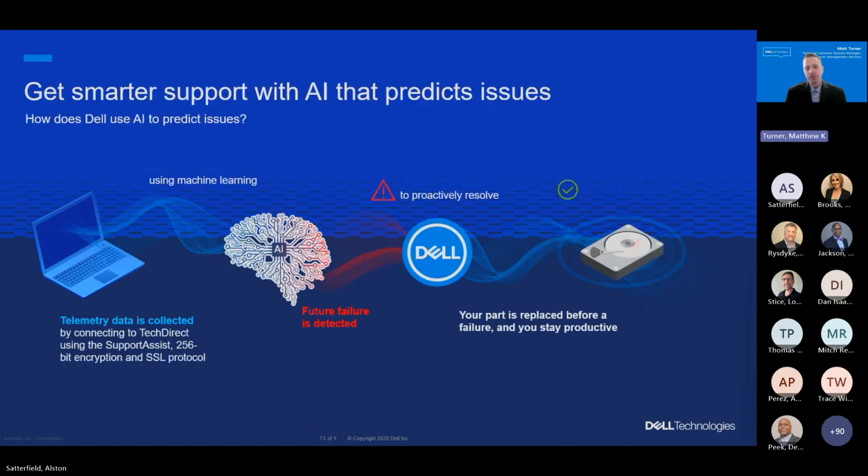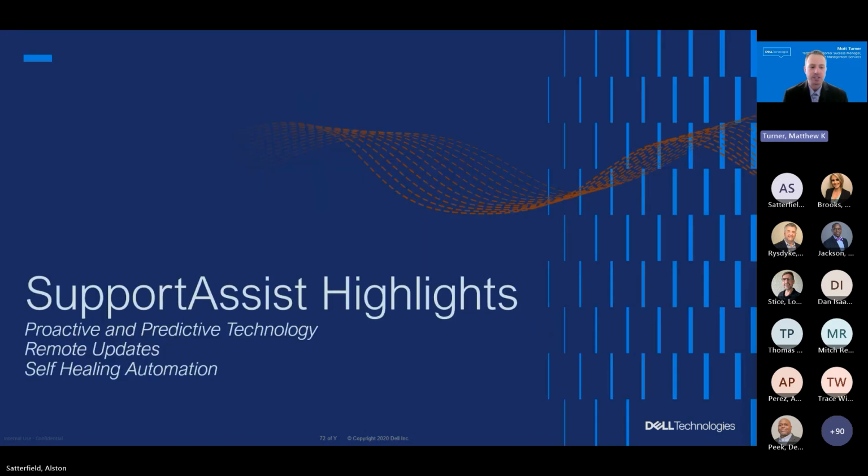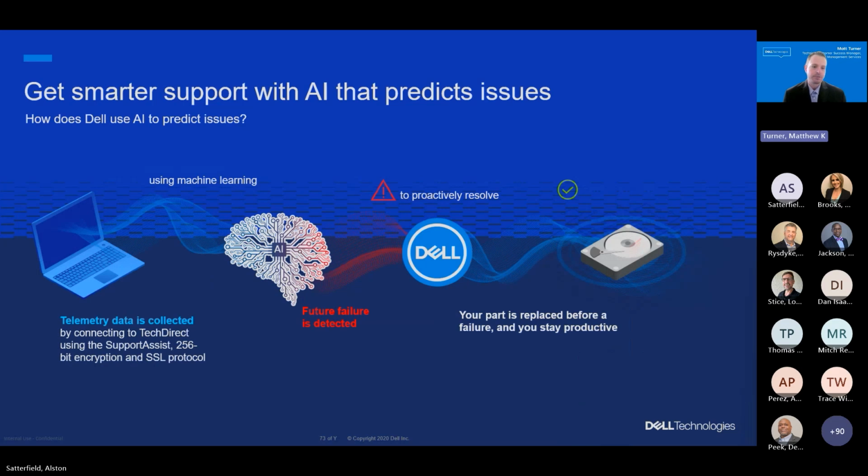Awesome. So what I wanted to do was just touch on a couple of the top features and use cases, really the proactive and predictive technology, some of the remote update options, and then finally wrap up with the self-healing automation. So Austin, can you move forward for me? Very good. I like this chart because it visualizes how the AI predicts issues with Support Assist.